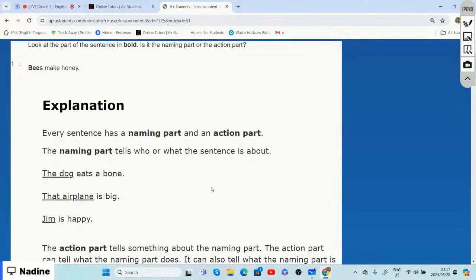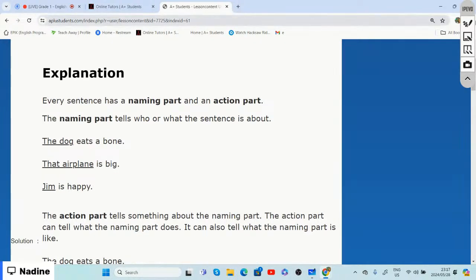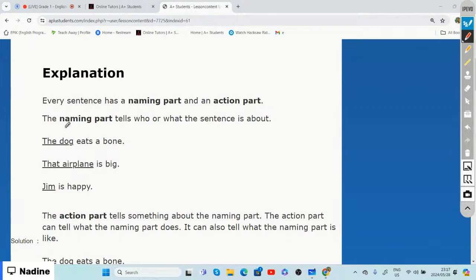All right. And once again, we said every sentence has a naming part and every sentence has an action part. And we said the naming part tells us who or what the sentence is about. And we looked at these three sentences and we said the dog eats a bone. And we said that the naming part tells us either who or what the sentence is about, and we had identified the dog.